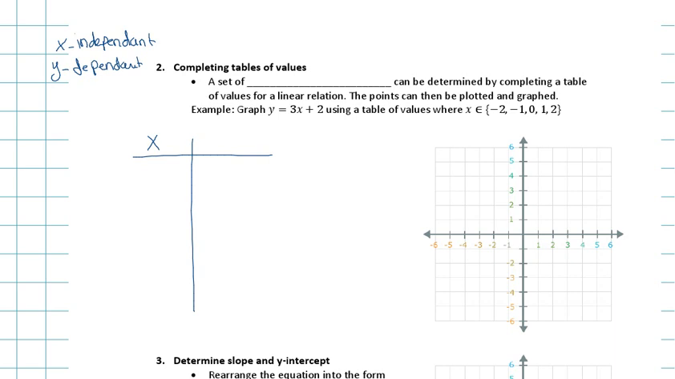So usually for a linear function, we pick easy numbers: -2, -1, 0, 1, 2. In this case, I'm going to get 5 points. I don't need all of them, but it doesn't hurt. So on the x, we're going to put these values: -2, -1, 0, 1, 2.